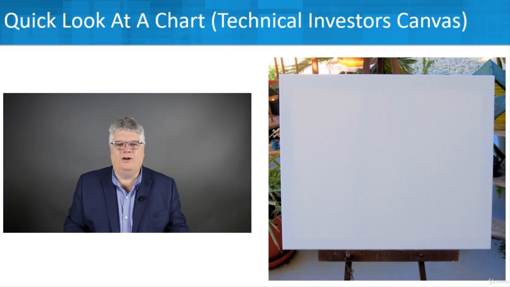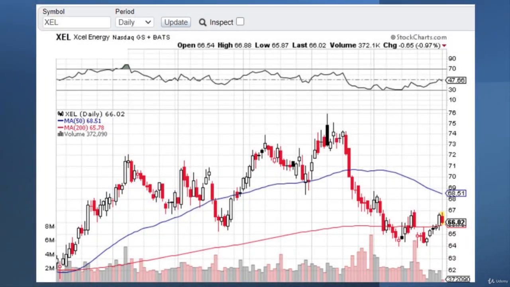So let's look at a chart here. This happens to be for a company called Excel Energy. But it could be a chart for Bitcoin or anything. It could be any kind of chart, but I happen to use this one for demonstration purposes.